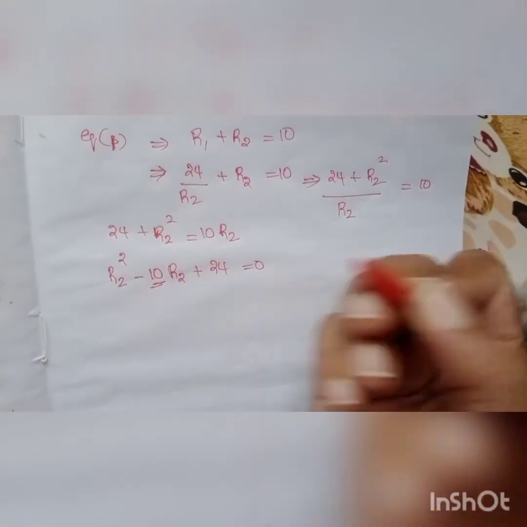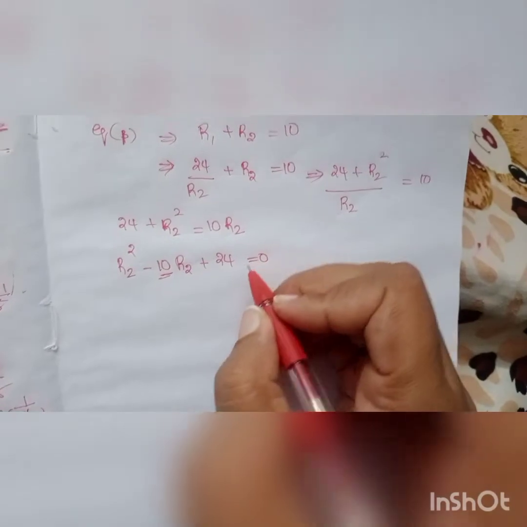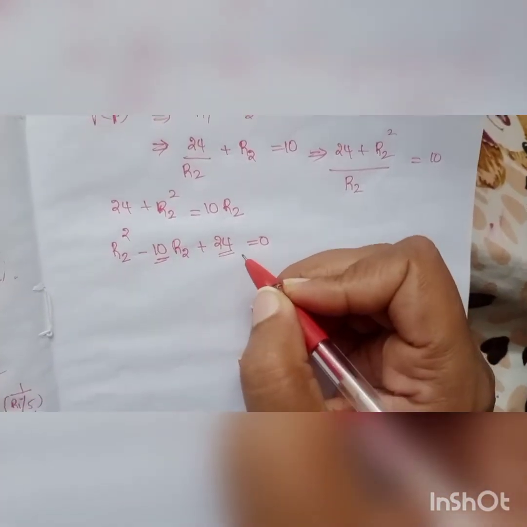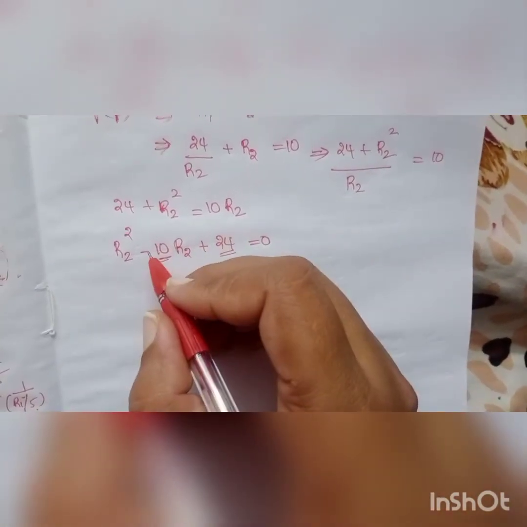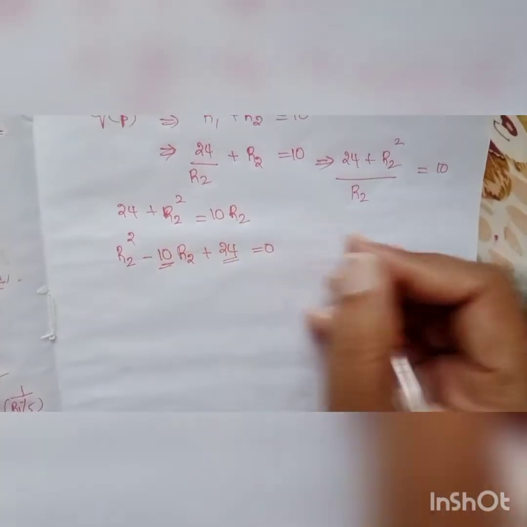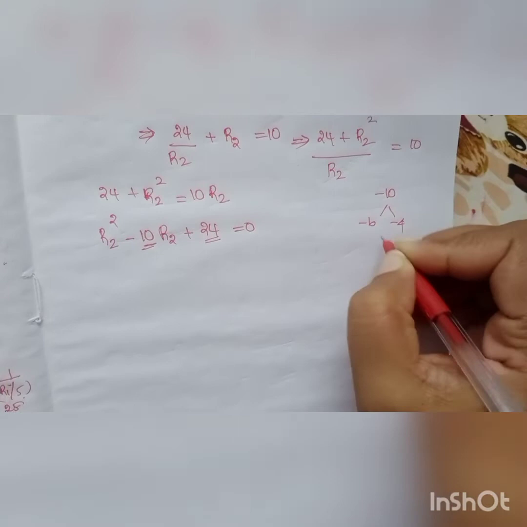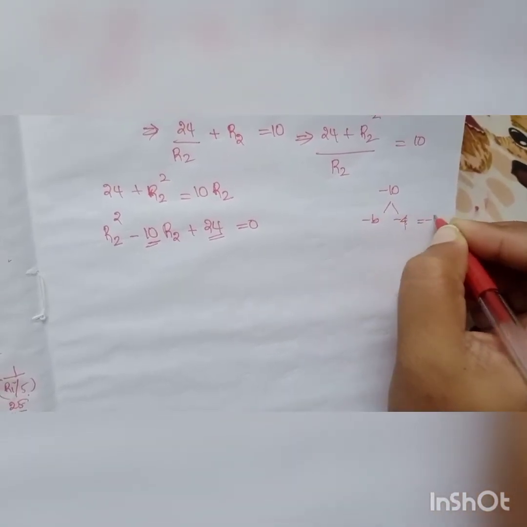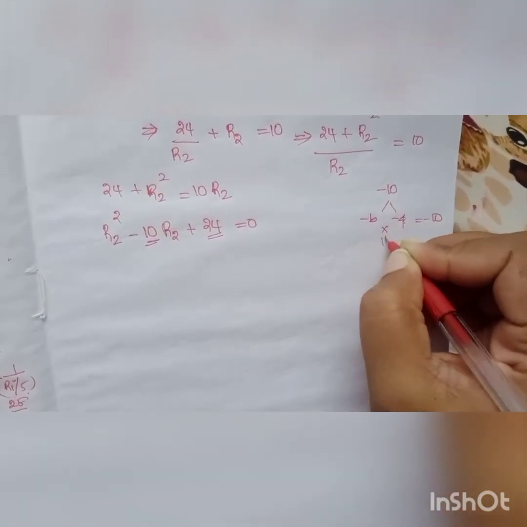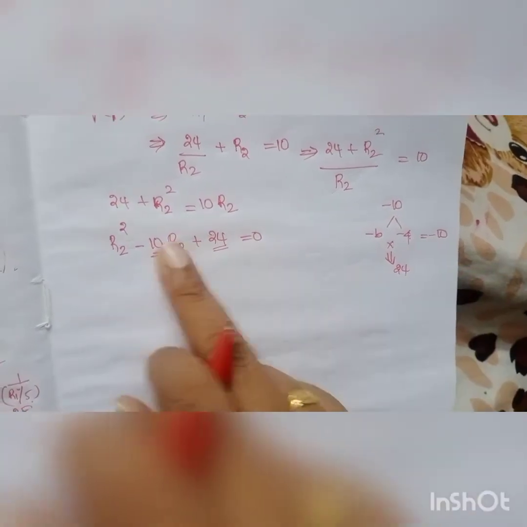So, I think you all know how to factorize, right? When I am multiplying, I need to get the value 24, and when I am adding, I need to get the value minus 10. So I can write minus 6 and minus 4, right? Minus 6 plus minus 4 is equal to minus 10, and if I am multiplying it, I will get positive 24. So this satisfies.